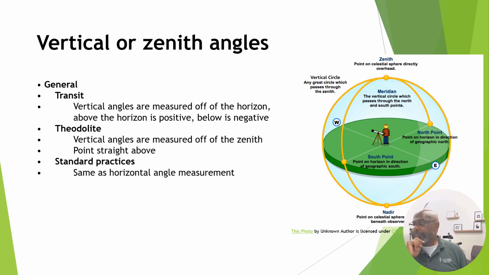So when it comes to a transit, the transit vertical angles are measured off the horizontal horizon. Again, looking at the horizon. Above the horizon it is positive, or it is negative. Okay, of course, going up is positive, going down is negative. The theodolites, the vertical angles, are measured off the zenith point. In other words, the height where you're looking, where you're sighting through. And the standard practice is the same as the horizontal angles and measurements as we look at that.